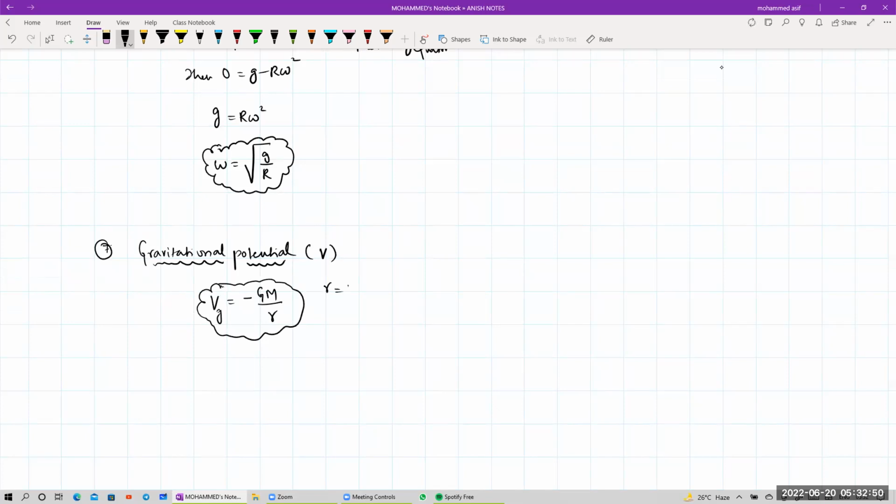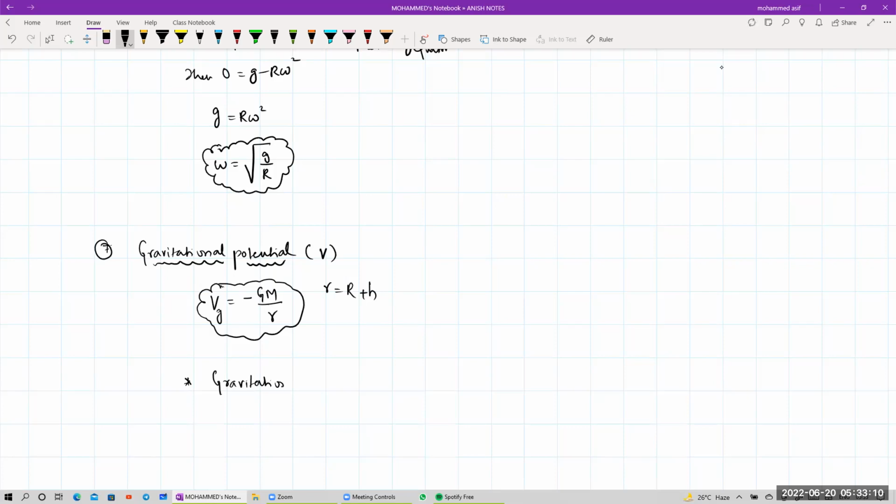Small r is equal to how much? From the center of the earth to a certain height h. If it is on the earth, the h value will become 0. Then it will become minus capital G, capital M divided by R. Clear? Yes, sir. In this one, we also define one more term, gravitational field.